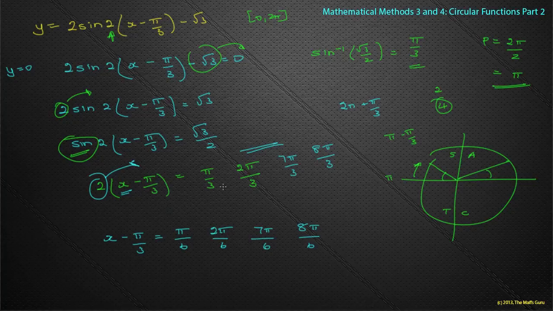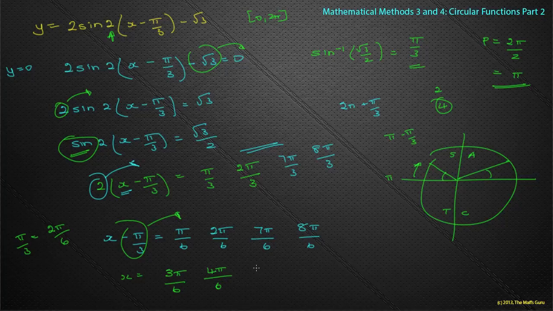Yep, I've got to add on pi on 3 to each of these values, or 2 pi on 6, right? So that's just pi on 3, remember, will be 2 pi on 6. So I'm adding on 2 to all of the top numbers effectively. So I'm going to get 3 pi on 6, and I'm going to get 4 pi on 6, and I'm going to get 9 pi on 6, and I'm going to get 10 pi on 6.